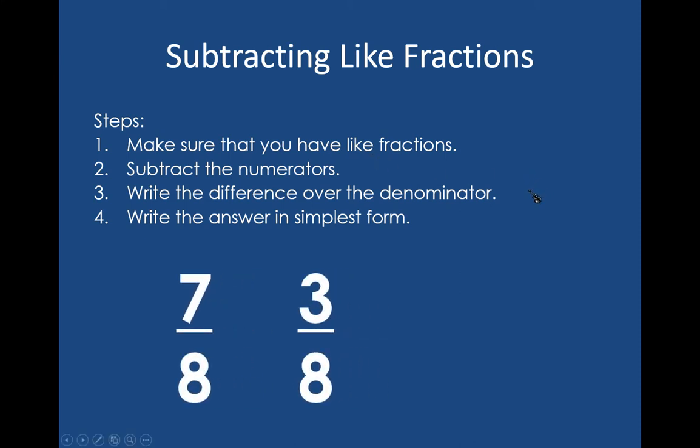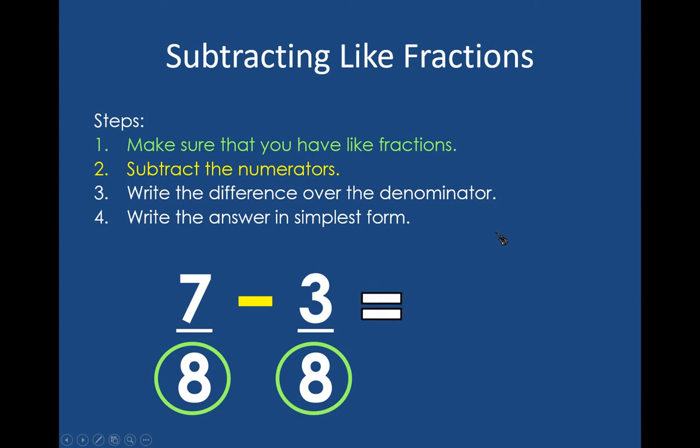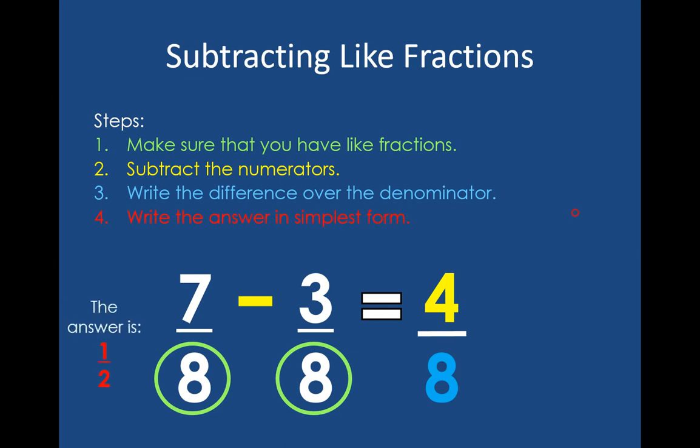Example, 7/8 minus 3/8. Simple lang. Make sure that you have like fractions, similar fractions. Parehas ba ang kanilang denominators? Yes. Then, subtract the numerators. 7 minus 3 equals 4. Diba? Write the difference over the denominator or simply copy the denominator. Ayan, 4/8. Now po, pang-apat, write the answer in simplest form. Meron ba siyang lowest term? Meron po. At ang kanyang lowest term is 1/2.